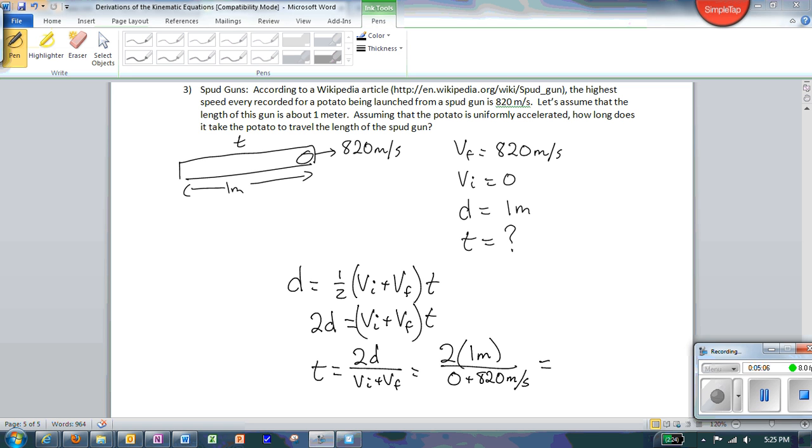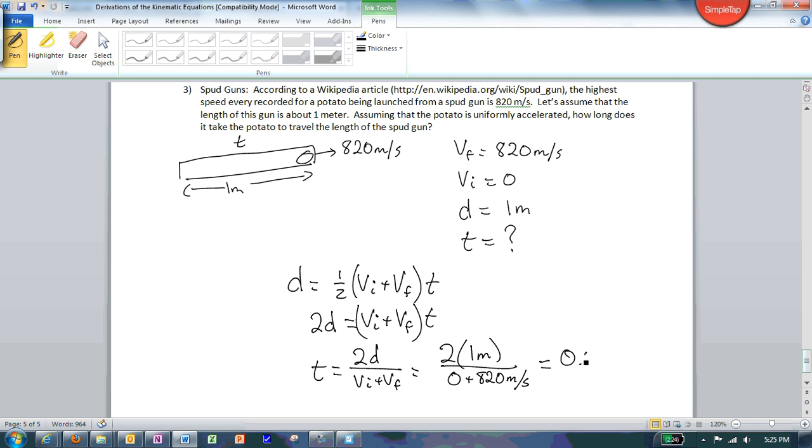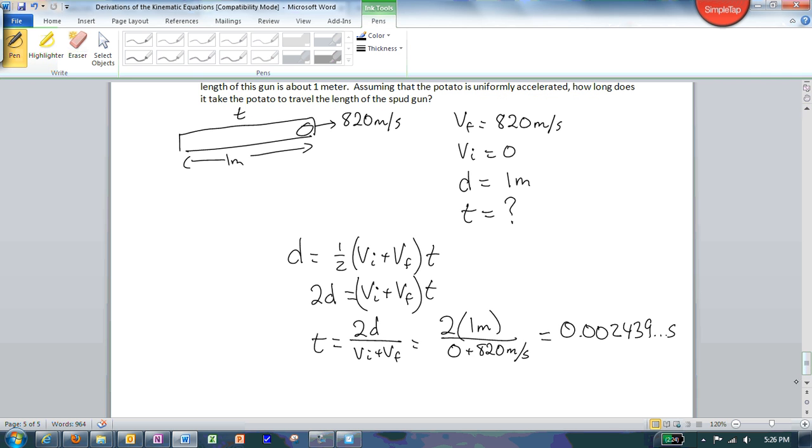All right, so we take 2 divided by 820, and we get 0.00243 dot dot dot. And given that the length of the gun is about a meter, we really can only give our answer to one significant figure. So our answer should be 0.002 seconds. And that's the time that it takes the potato to travel the length of the gun.